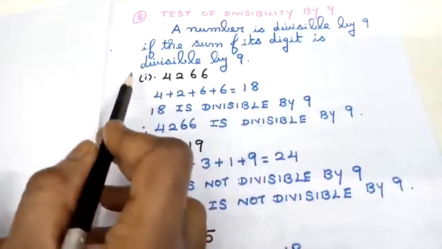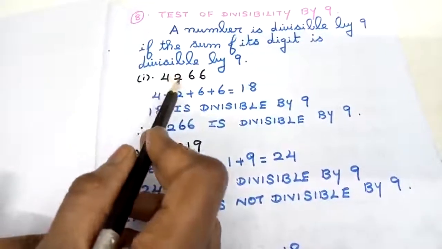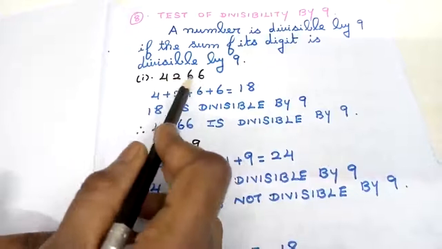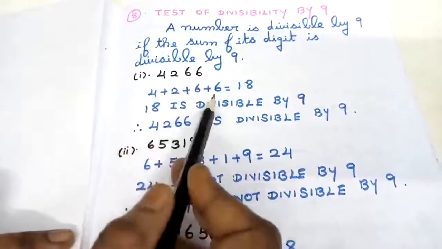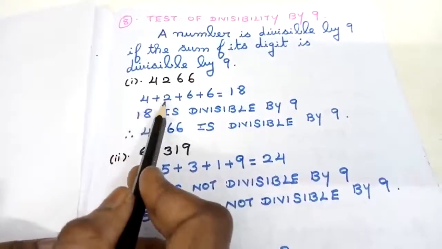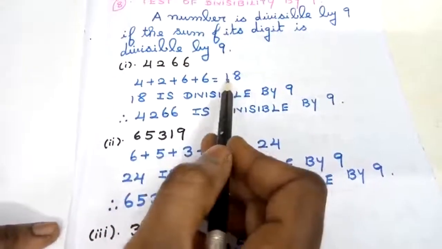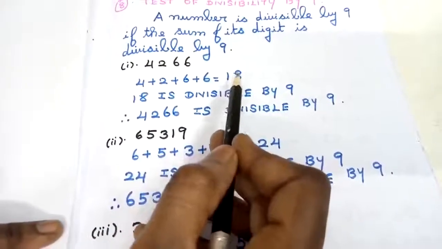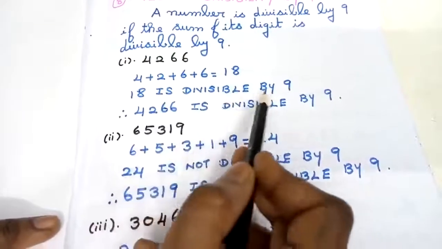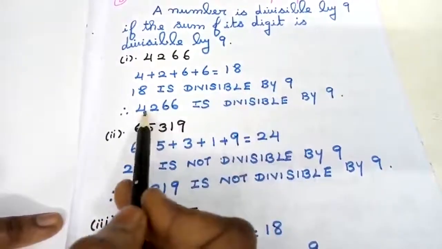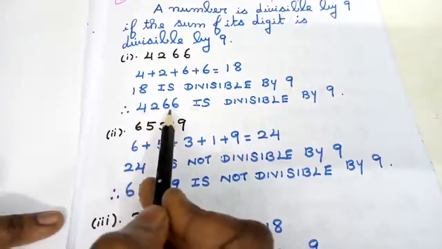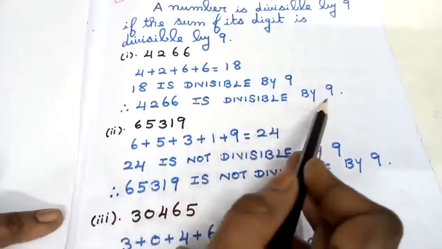The first question they have given here is 4266. I am going to find the sum of digits, that is 4 plus 2 plus 6 plus 6. I am going to add the values, students. I am getting the answer as 18. This particular number 18 is divisible by 9. So automatically I can say 4266 is divisible by 9 table.